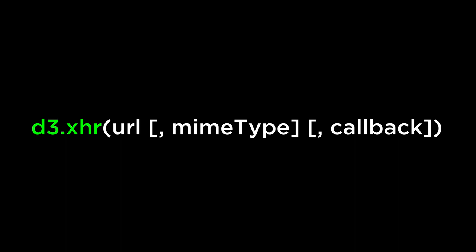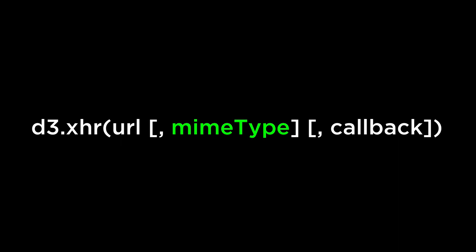It creates an asynchronous request for the URL passed into it. It has an option to take in a MIME type and a callback JavaScript function. A MIME type is a two-part identifier for file formats on the internet. MIME types are also sometimes referred to as content types.